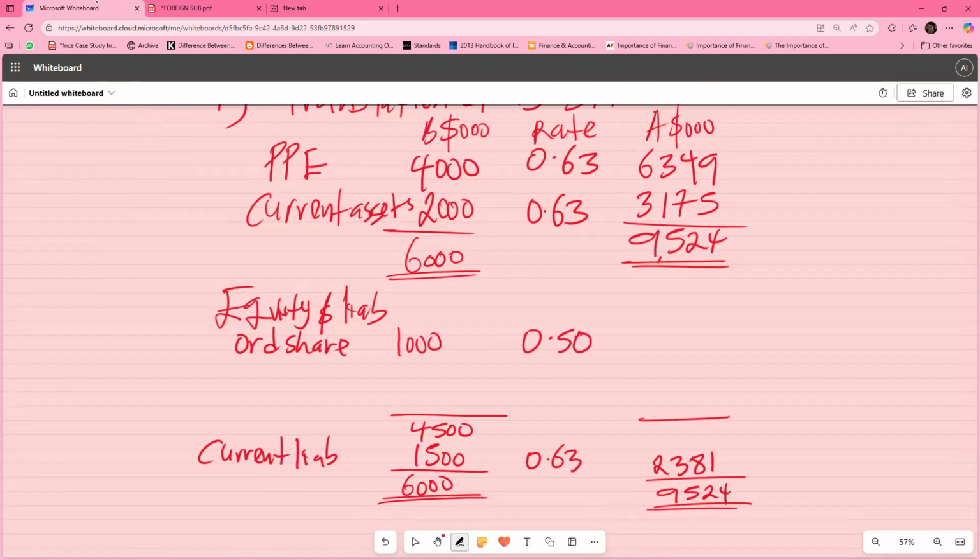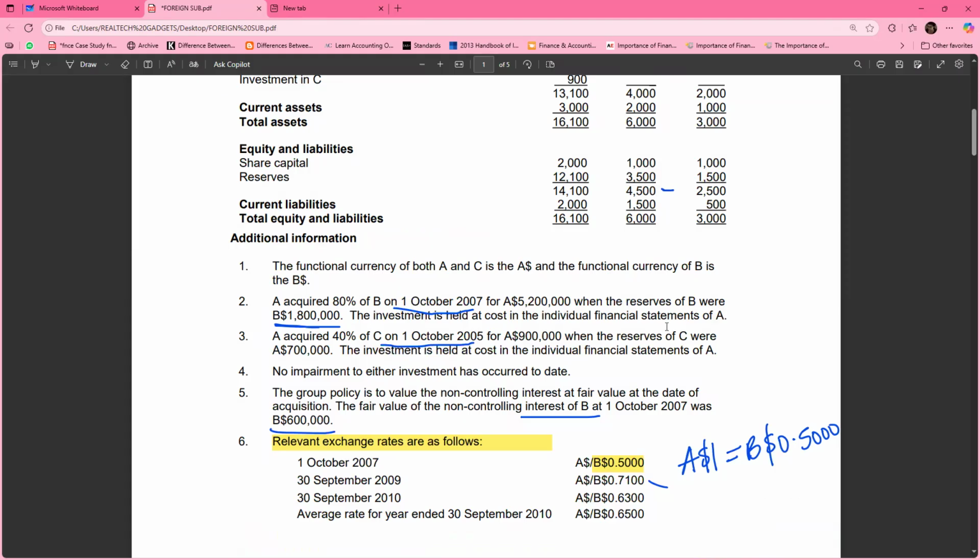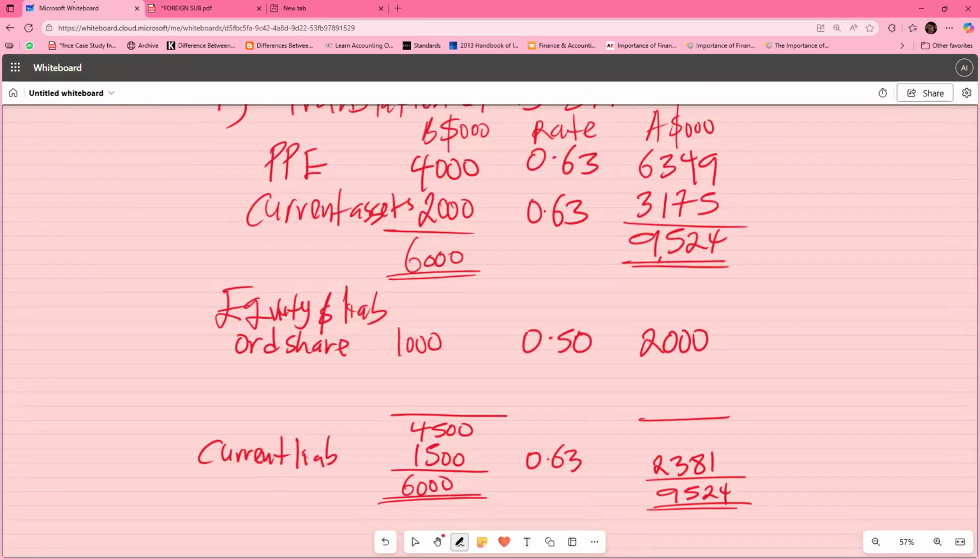So by the time you divide this, you'll have 2,000. Now, the next thing is you need to look for the pre-acquisition profit. You acquire this, you can see it. When the reserve of B was 1.8, this is the pre-acquisition profit. Look at additional information two: A acquired 80% of B on 1st of October 2007 for 5.2, when the reserve is 1.8. So this is pre-acquisition.